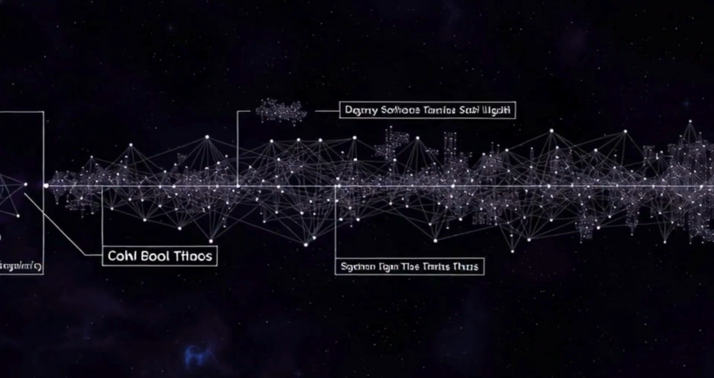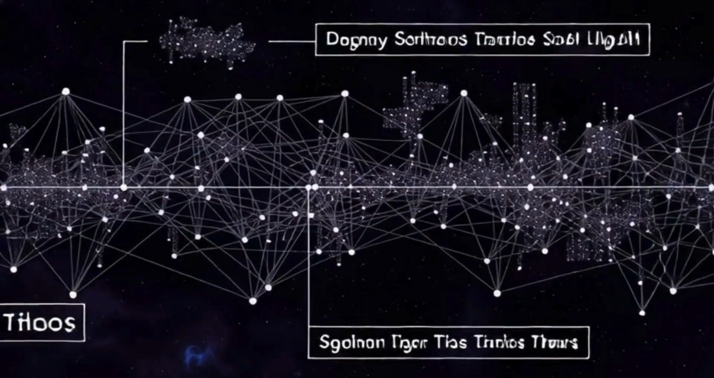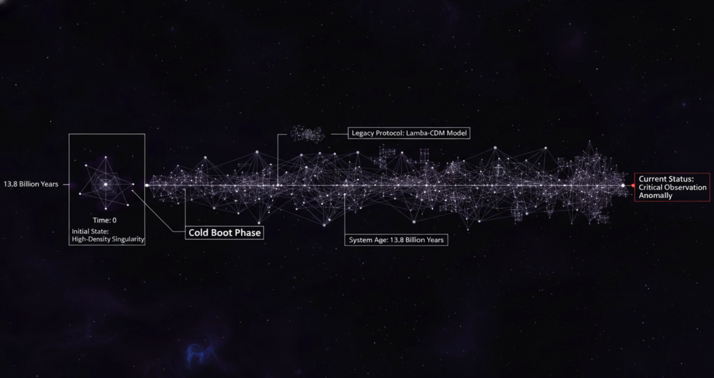Welcome, architects. Today, we view cosmology through the lens of ultra-scalable infrastructure. Our current model, Lambda CDM, represents the ultimate legacy system, initialized 13.8 billion years ago. In this session, we will treat the Big Bang as a massive cold boot event, where the universe transitioned from a singularity to a distributed state.